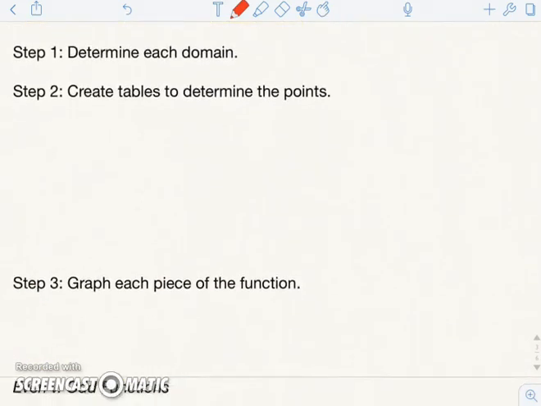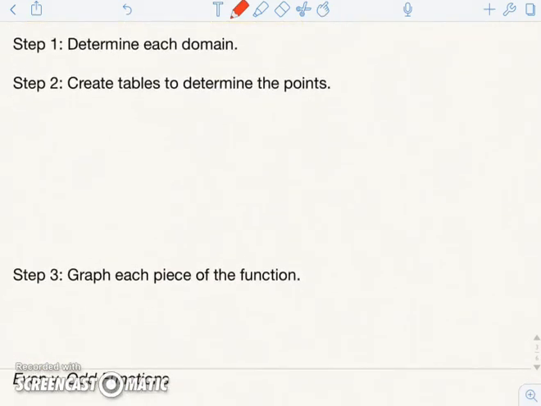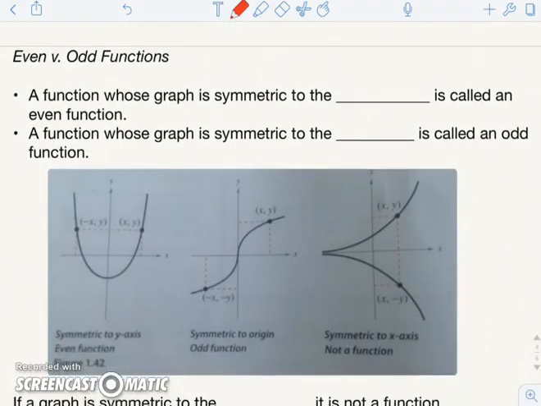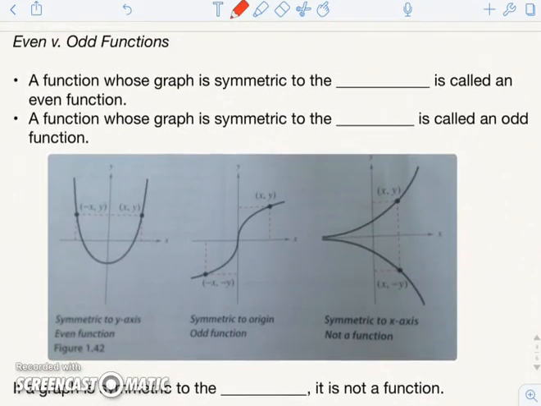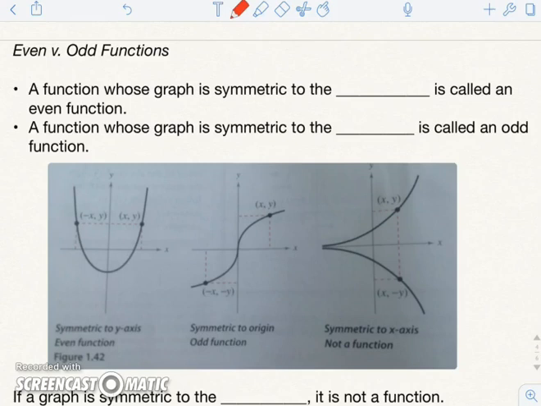So again, here are your steps. Determine each domain, create the tables, and then graph each piece of the function. We're going to hit even or odd functions in class because we're going to look at what even and odd functions are, and then also how we determine if functions are even or odd.